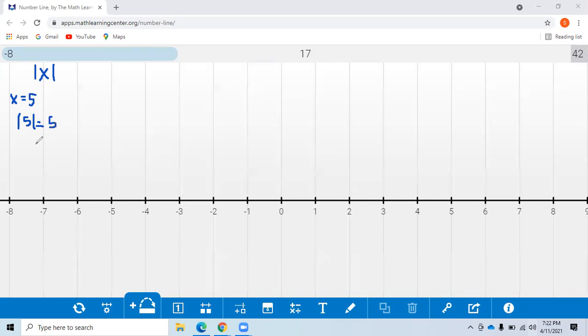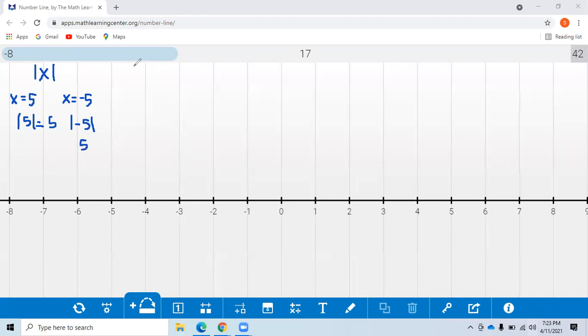I could also let x be equal to -5. And again, I'm going to substitute a -5 for x in my absolute value. So I have the absolute value of -5. And that is, well, here's -5, and it also is 5 units from 0 on my number line. So the absolute value of -5 is 5.